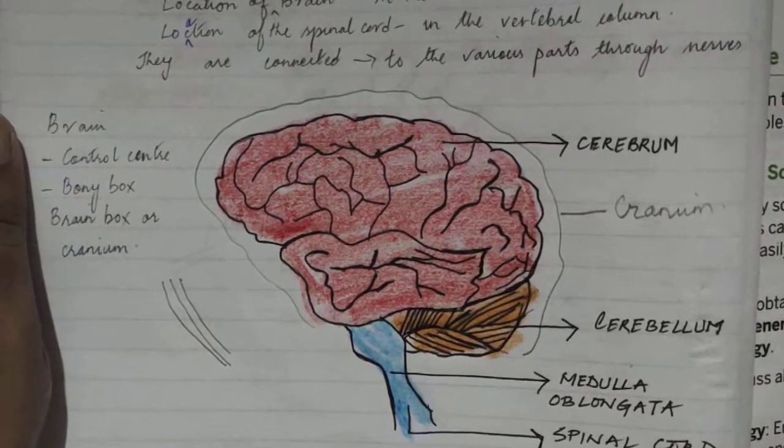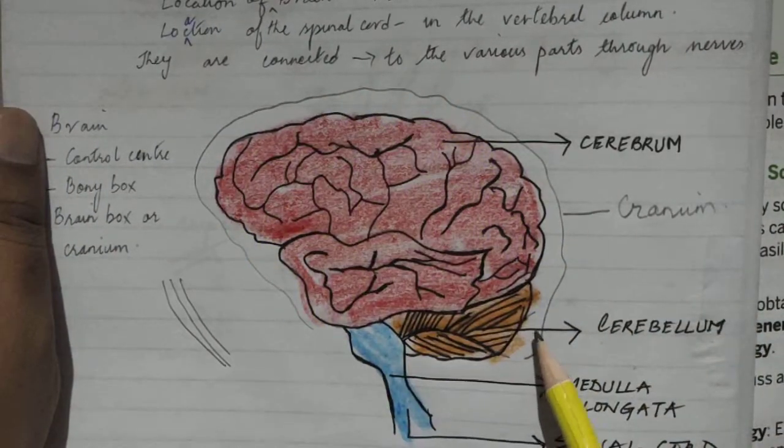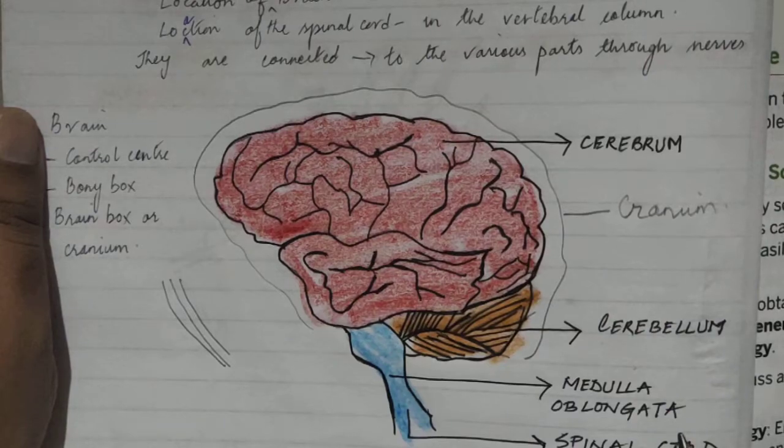So this is all. We will be learning the structure of the brain, and the different types in the next class.